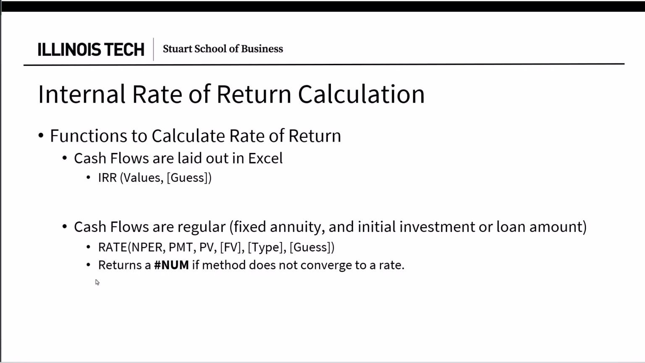Whenever these functions return a #NUM, it means that it tried to find the rate of return, but it couldn't converge on a value. And you will see how, for these calculations, sometimes the functions are highly nonlinear, and so it may not be able to find the internal rate of return. So let me actually show you how to do this with an example.